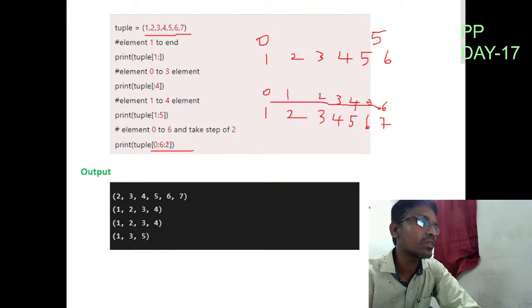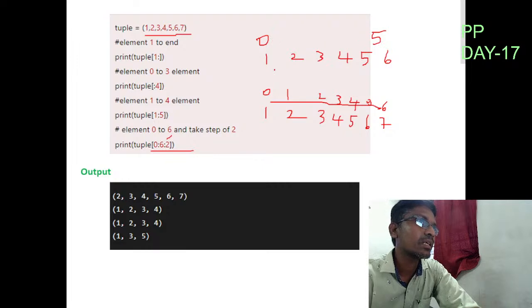And here I also mentioned 2. So what is the 2 here? It is the step count, which will be 2. So I'm writing 0 colon. It starts with 0, which will be included, and the 6 will be excluded. That's why I'm writing 0 to 5 elements.